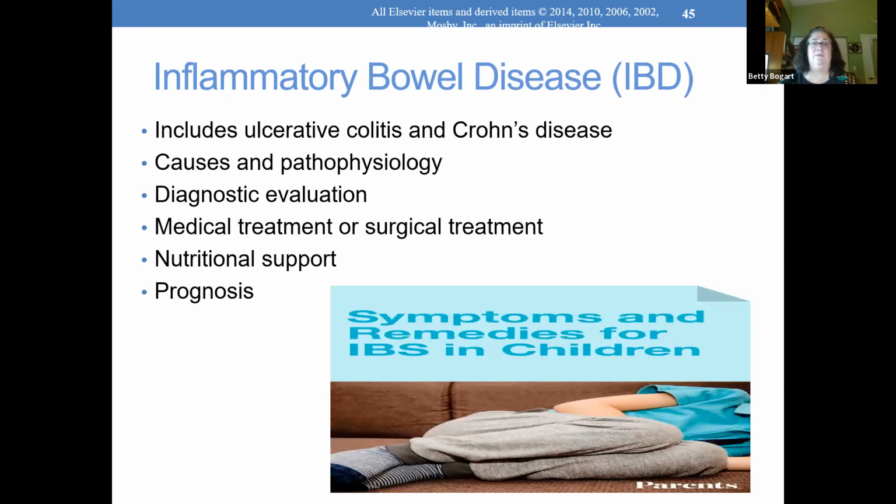IBD, we have ulcerative colitis and we have Crohn's. You know, IBD is anything mouth to anus. That's what I call it. We have ulcerative colitis, which is segments of tissue that can cause inflammation, pain, diarrhea, bleeding. And the big thing with these is, you know, finding out what causes it. What is it? So what do you need to treat it with?